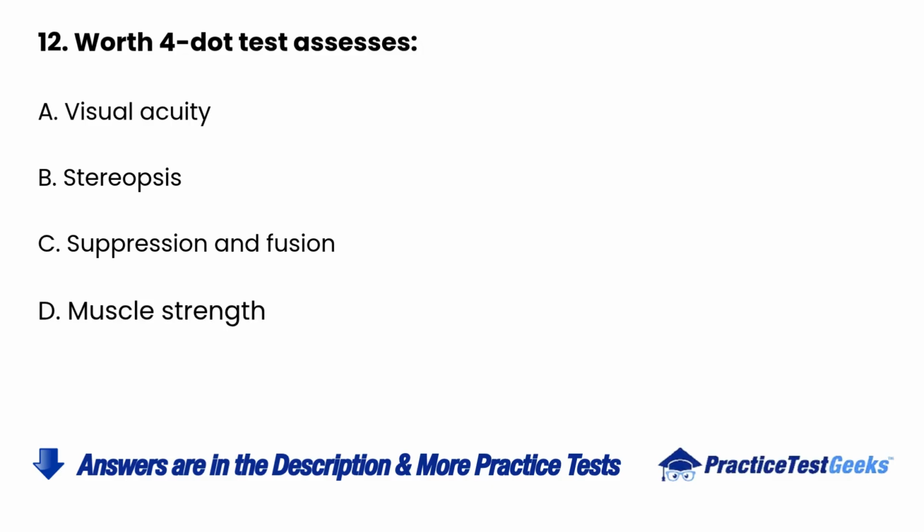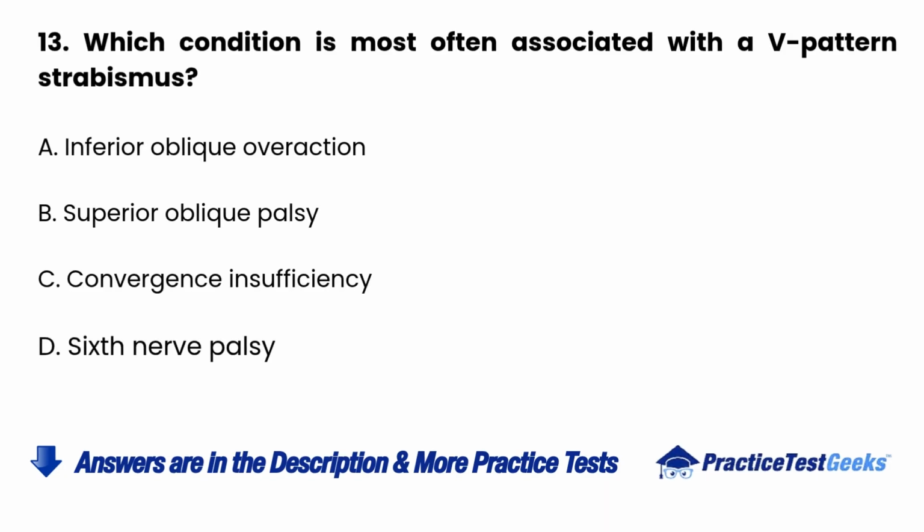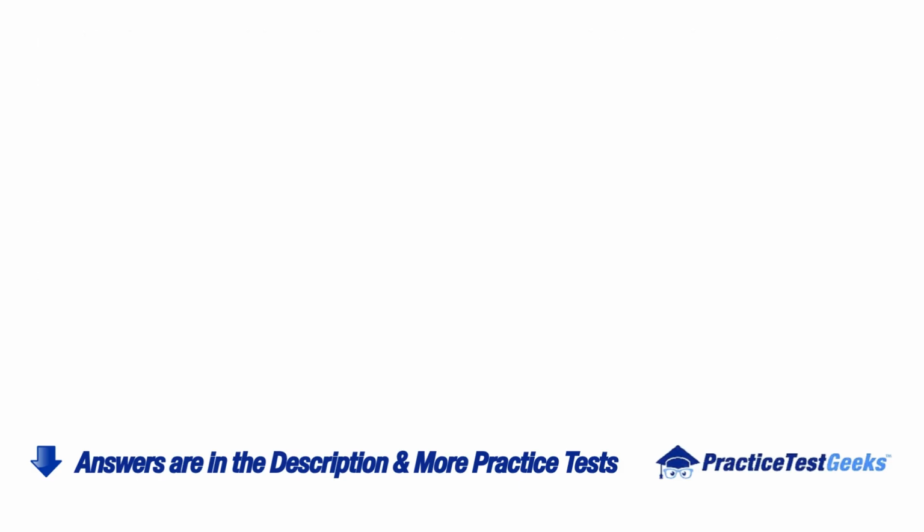D. Muscle strength. 13. Which condition is most often associated with a V-pattern strabismus? A. Inferior oblique overaction. B. Superior oblique palsy. C. Convergence insufficiency. D. Sixth nerve palsy.